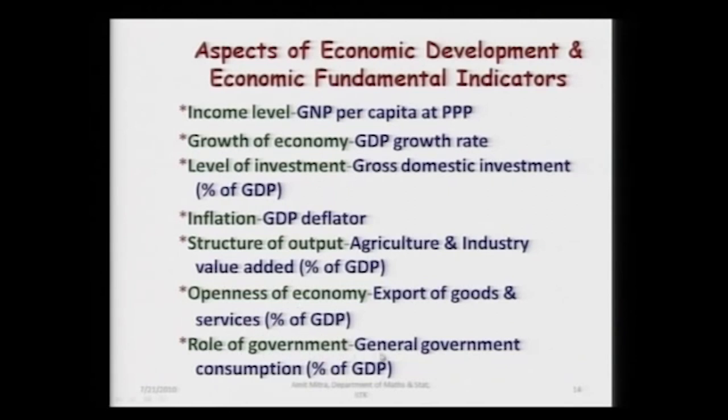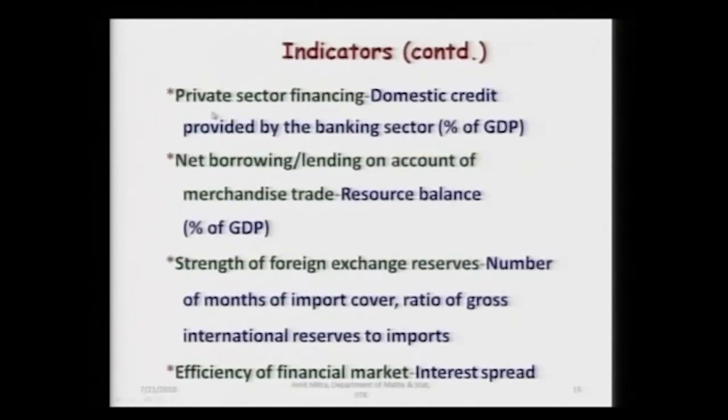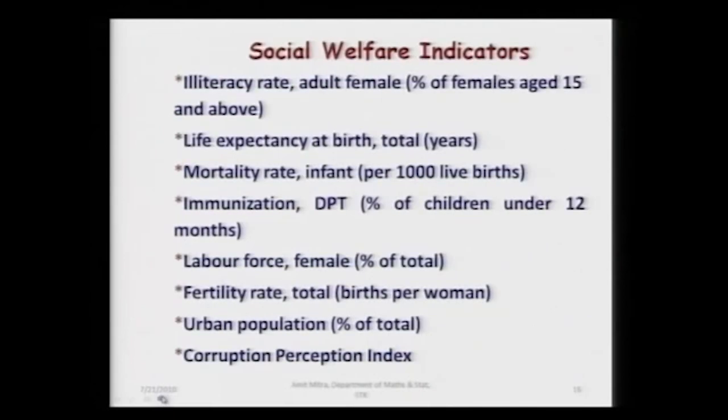Then the role of government: general government consumption as a percentage of GDP. The later indicators are private sector financing, domestic credit provided by the banking sector measured as a percentage of GDP; net borrowing and lending on account of merchandise trade, which is measured through the resource balance; the strength of the foreign exchange reserve, that is the number of months of import cover of that particular country, and the ratio of gross international reserves to imports; and efficiency of the financial market, measured through the interest spread of that country.